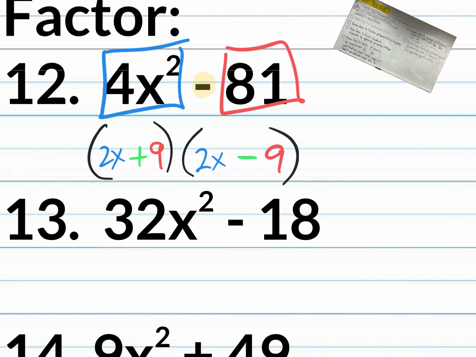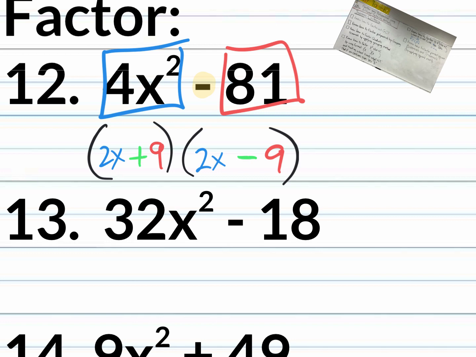But not only that, when you distribute completely, the middle terms will cancel out, right? So if you go 2x times 2x, you get the 4x squared. 2x times negative 9 is negative 18x, but then positive 9 times positive 2x is a positive 18x. So the negative 18x and the positive 18x disappear, which makes it a binomial, not a trinomial. So very important, you need a minus sign between your two perfect square terms to be able to square root them and put one plus, one minus, okay?